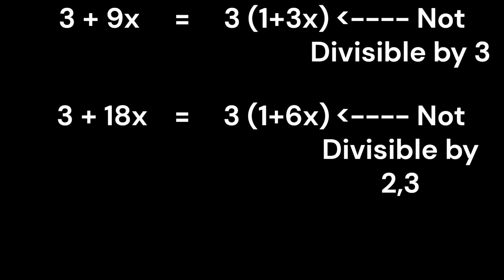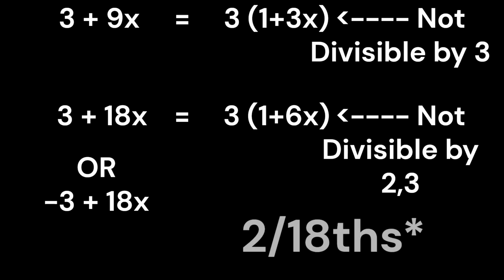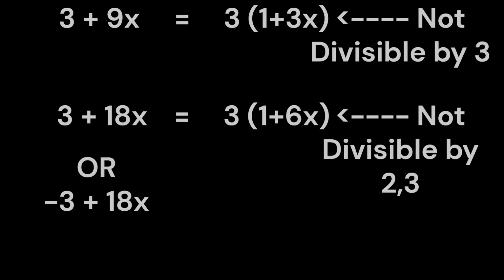All the logic we just used also works with minus 3, or 3 times (minus 1 plus 3x), which leaves us with 18x plus 3, and 18x minus 3 will always be divisible by a single 3. Therefore, we have proven that 2/9 of all numbers are divisible by a single 3, and that these are evenly spread out across the number line.